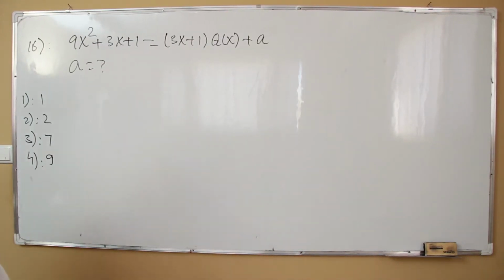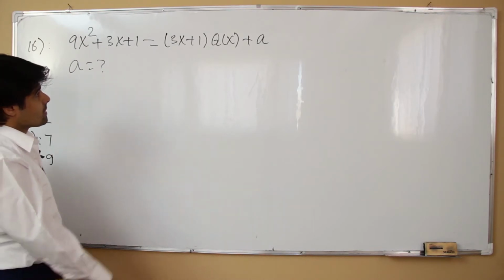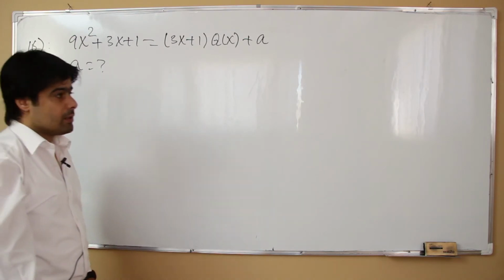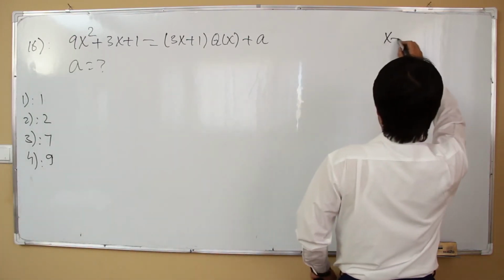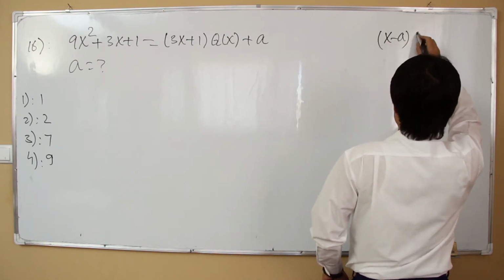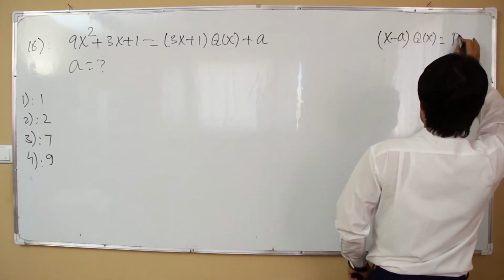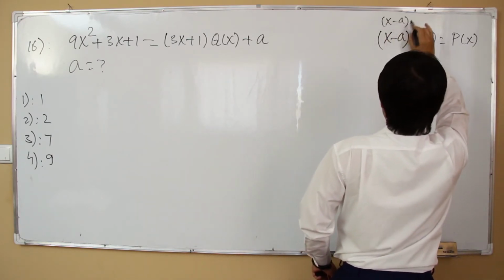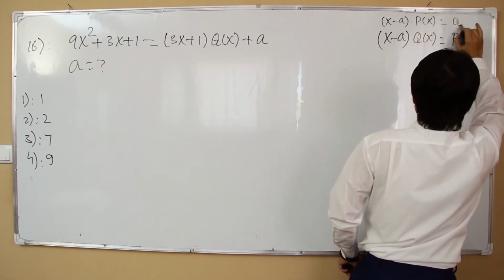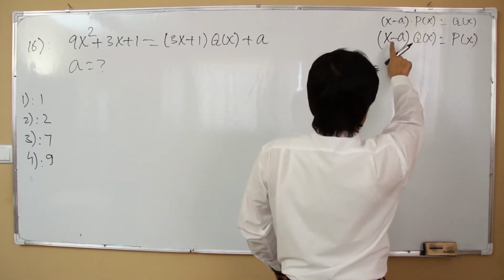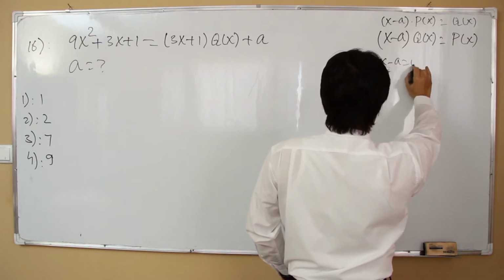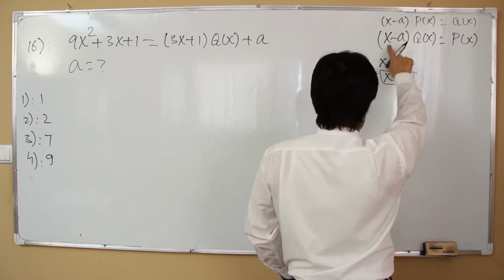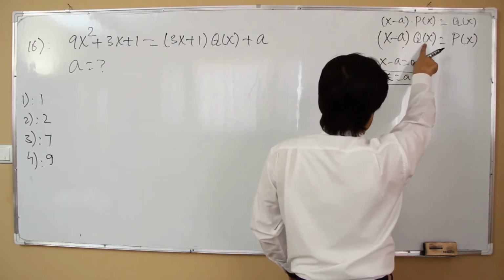Question number 16. 9x squared plus 3x plus 1 is equal to this one plus a. Now what a is? How to find? In the previous lecture, we had a formula. If we have x minus a times qx is equal to px. Or if we have x minus a times px is equal to qx. Whatever is that one. So by equating this one, x minus a to 0, x is equal to a. So if you put x equal to a, a minus a is 0, this is 0.